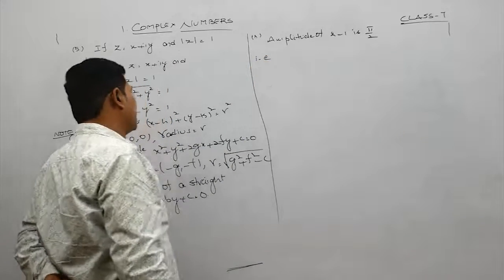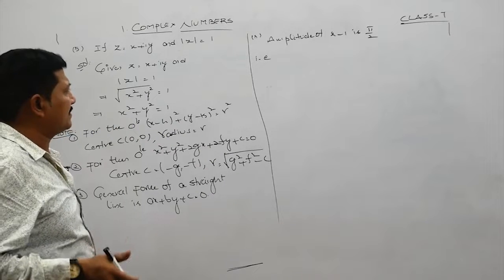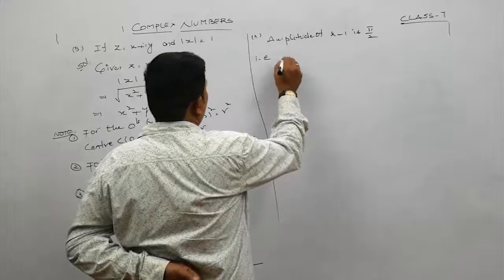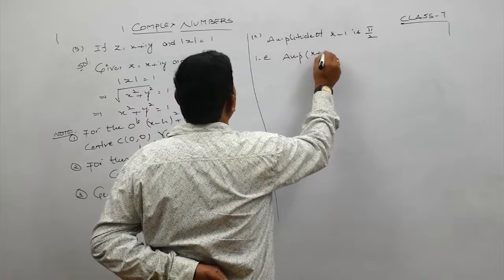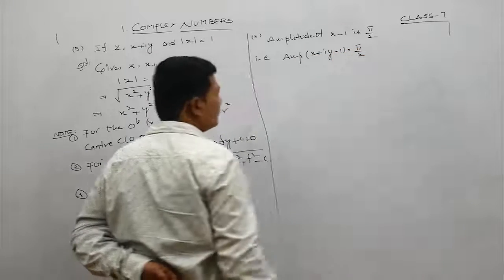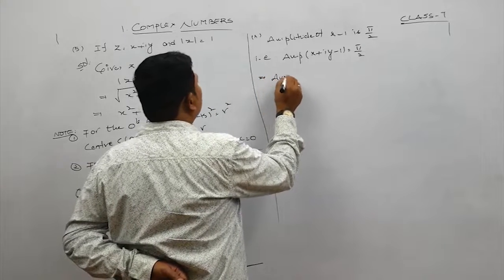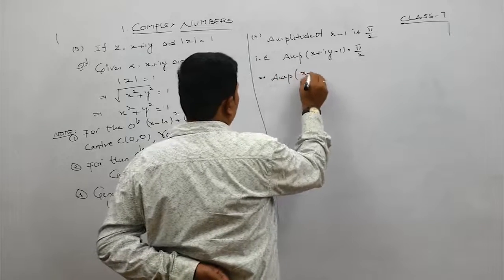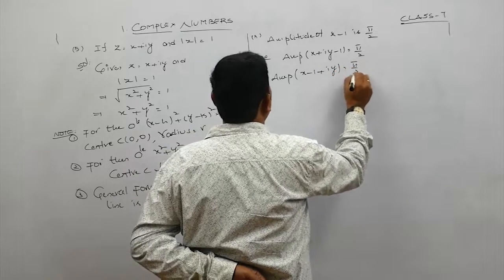Again, a condition like this is a relation connecting x and y, sometimes both x and y, maybe a combination. So the amplitude of z minus 1, that is x plus iy minus 1, is equal to pi by 2. This implies, write this as amplitude or argument of (x minus 1) plus iy is equal to pi by 2.